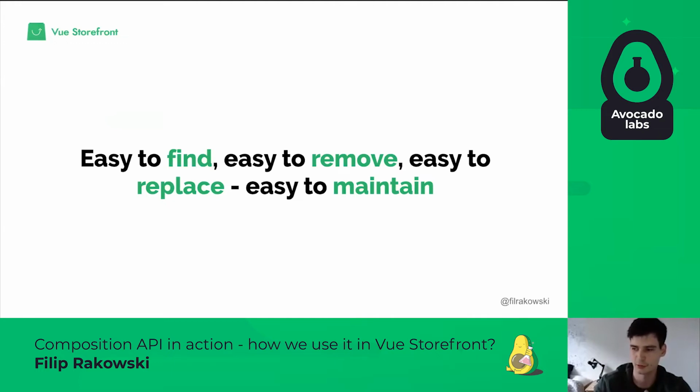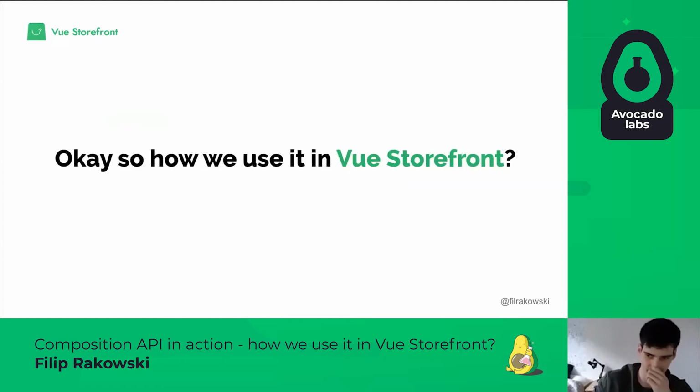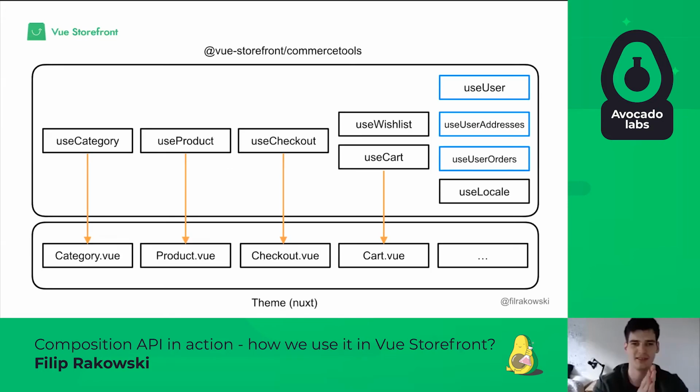Now I want to share with you how we made use of this awesomeness in Vue Storefront. First of all, the business logic we have in Vue Storefront is basically a set of Composition API functions. If you want to use Vue Storefront for a specific e-commerce platform, the only thing you need to do is install the package, for example Vue Storefront/commercetools for commercetools, which is an e-commerce platform, and you will have access to multiple Composition API functions, which you can use everywhere.